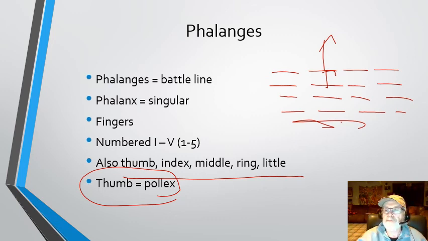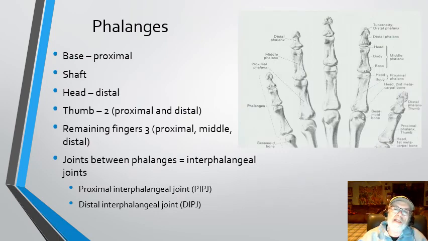And again, when we look at that, here's the index finger, here's the middle, here's the ring, here's the little, here's the thumb. And if we look, I have 1, 2, 3. It's a 3.